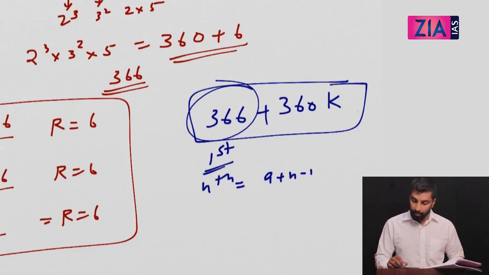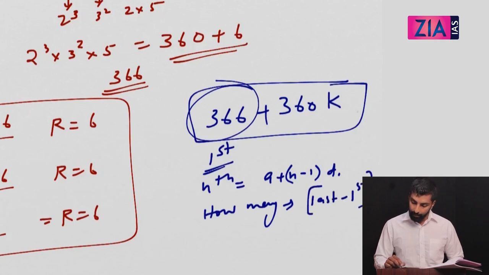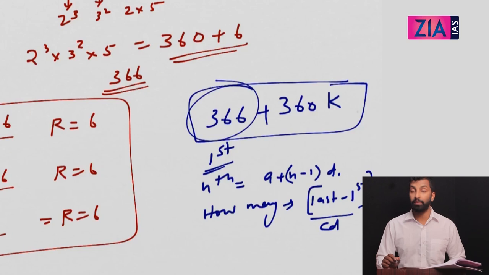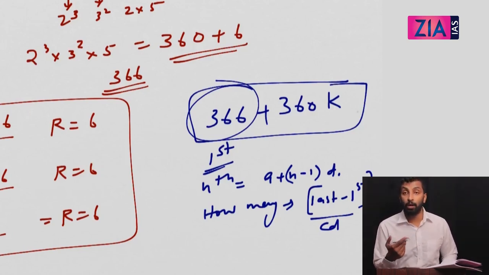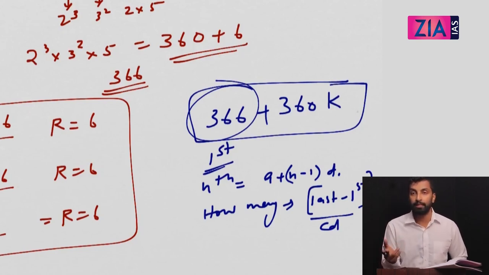A plus n minus 1 into d. Or they can ask you how many terms. What is the answer? Last minus first divided by the common difference, plus 1. We have discussed this, right? And they can ask you a question based on the constant remainder also. So we had enough discussion based on constant remainder. If any one of you missed it, just go to the previous video and watch it. Okay.